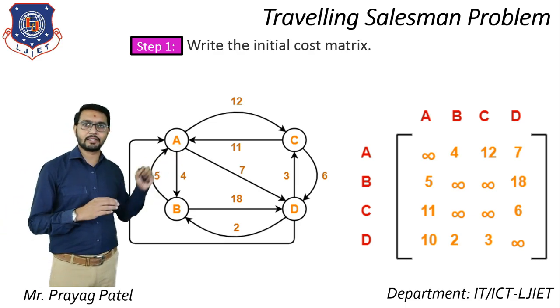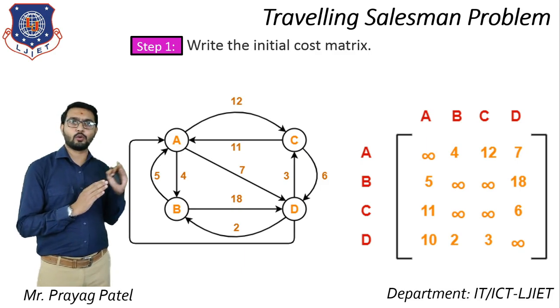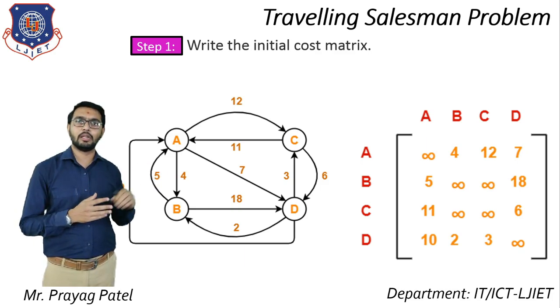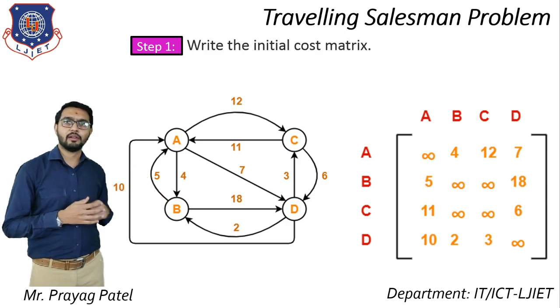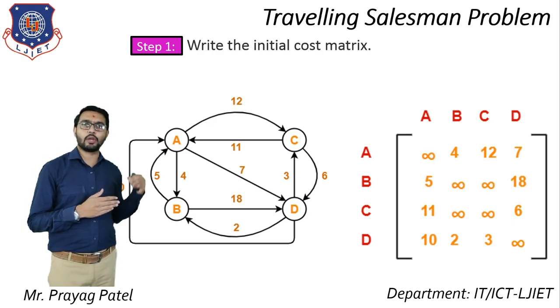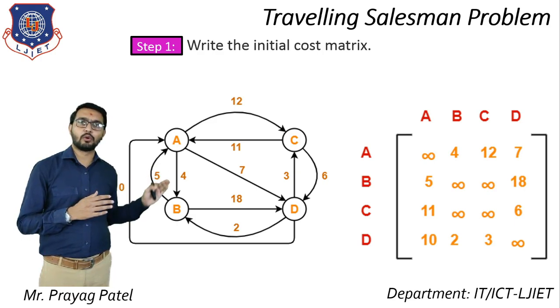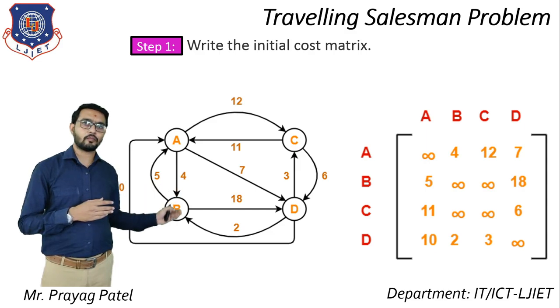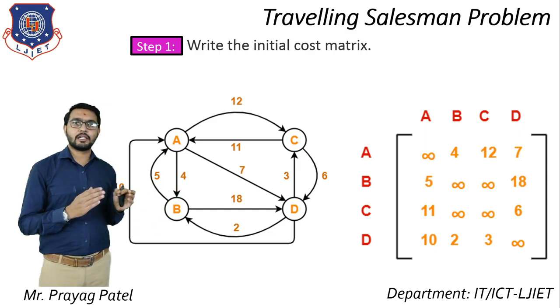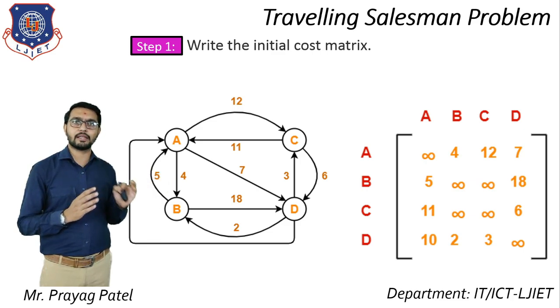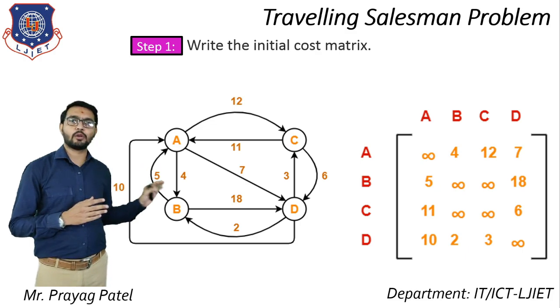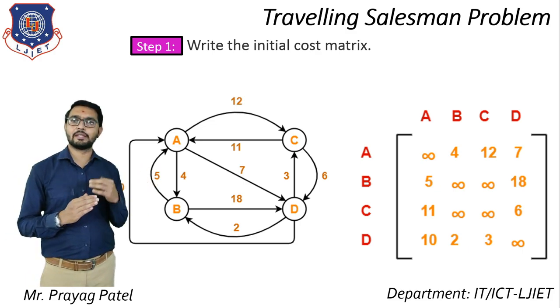Now consider the matrix. In the first row, distance from A to A equals infinity because no path is available. A to B is 4, A to C is 12, A to D equals 7. Then for the second row, B to all nodes: B to A equals 5, then B to D equals 18, and the remaining 2 are infinity. For the third row C, consider the distance from C to A as 11 and C to D equals 6, and the remaining 2, B and C, as infinity. Now from D: D to A equals 10, D to B is 2 and D to C equals 3. And D to D is considered infinity because no self edge is there.